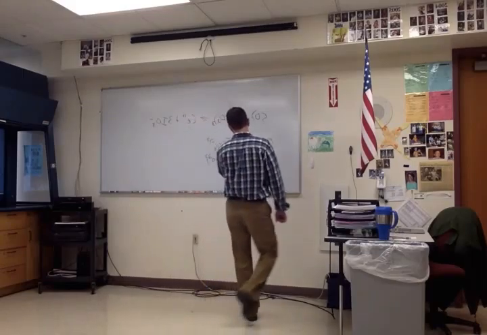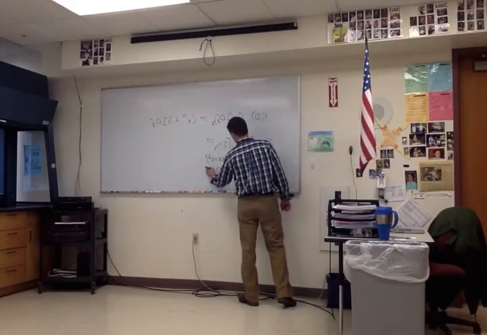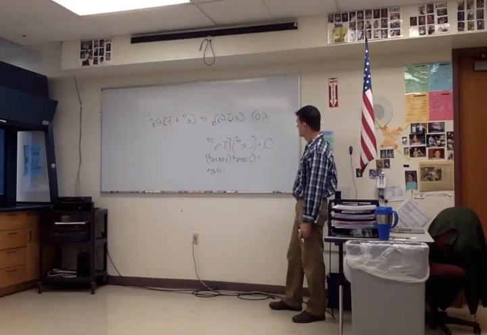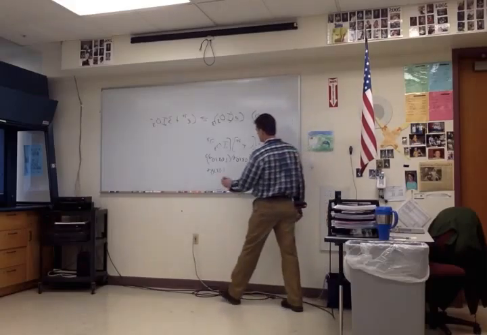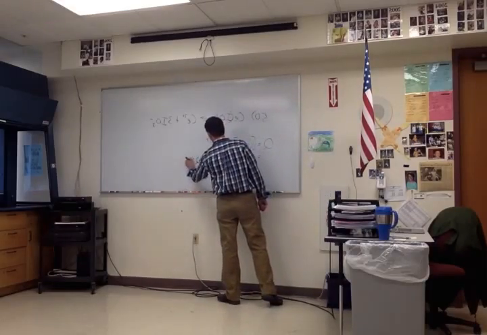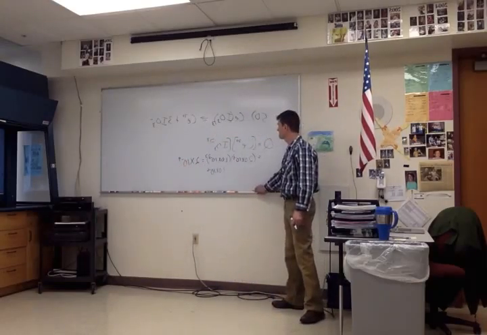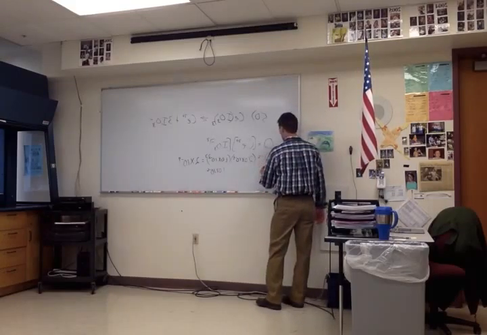It isn't as crazy as it looks. This is 1.0 times 10 to the negative 6. Multiplying that by 2 times 10 to the negative third, I should be getting 2 times 10 to the negative 9. So Q equals 2 times 10 to the negative 9.